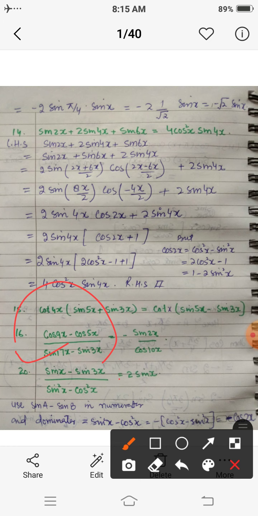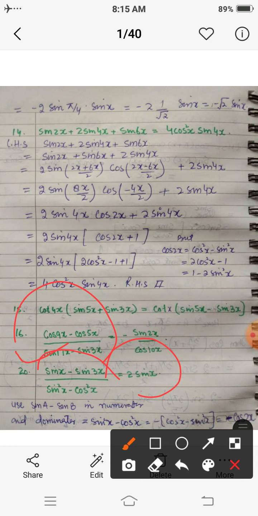Similarly, in question number 20, we have to use sin a minus sin b only in the numerator, and convert sin square minus cos square accordingly, and you will get the required twice sin x.